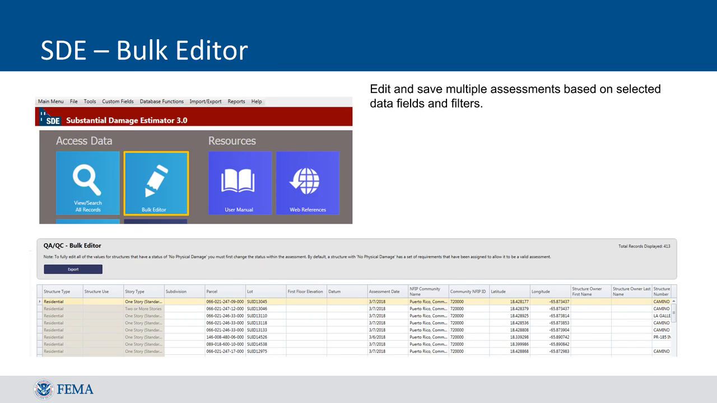The Bulk Editor function allows users to edit data fields for as many assessments as needed from a single view. This feature is very useful if you need to make edits to multiple assessments. These changes can be made directly in the Bulk Editor and do not require opening each individual assessment or property record.